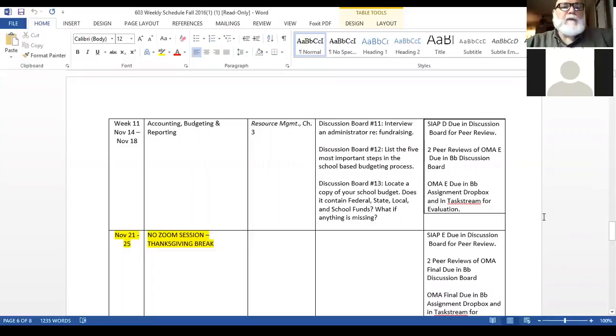All right, so let's look and see where we are. This is week 11. We start accounting, budgeting, and resources tonight in terms of how to develop a school budget. I have some items for you. I had 3 discussion boards. One was interview your administrator about fundraising, one about the budgeting process, and then locate a copy of your school budget. Those are fairly simple things to do.